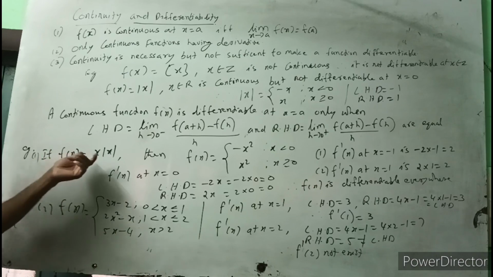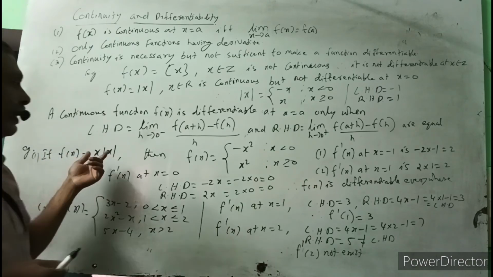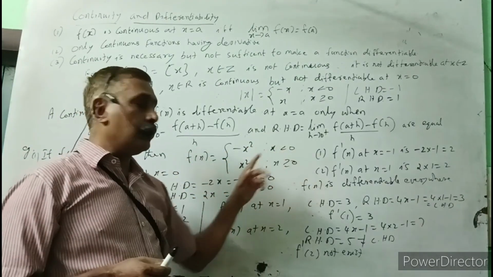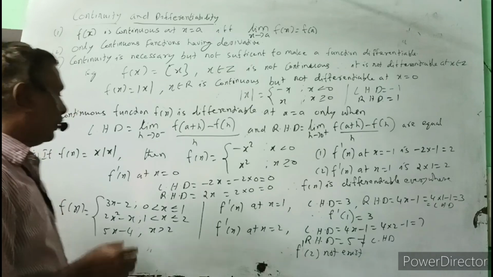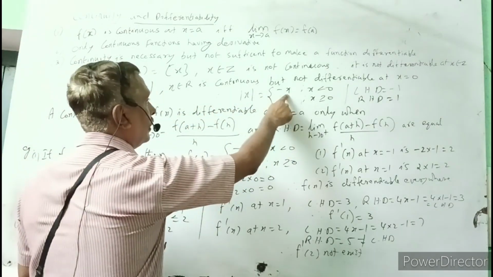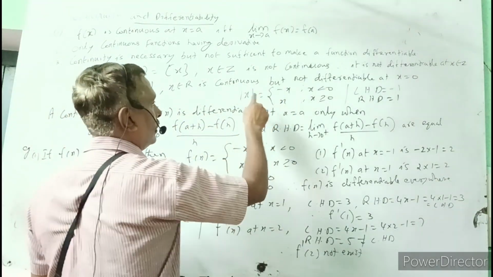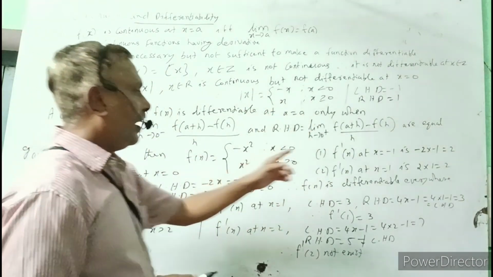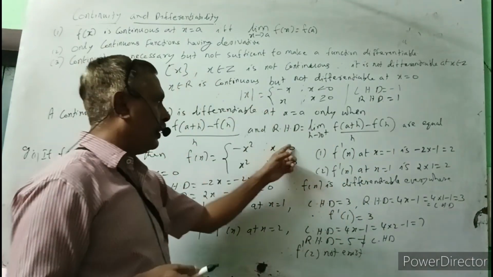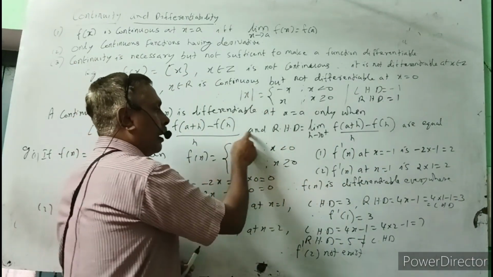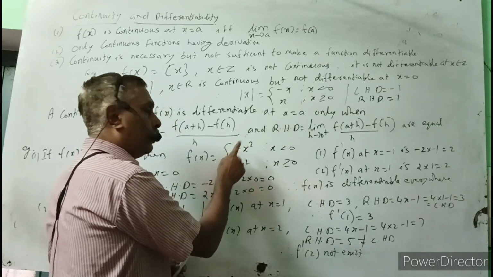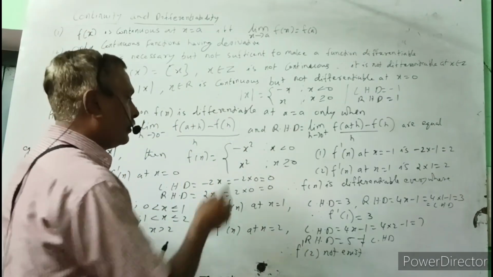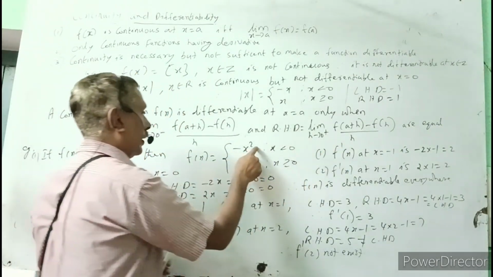Now one question: f of x is equal to x modulus x. I remove the modulus x by its definition. You will get x into minus x, that is minus x square when x is less than 0, and plus x square when x is greater than or equal to 0. So the modulus x definition is already written here. Now if I am finding f dash x at x equal to -1, -1 is not a repeating number here, it comes only in this place, so the neighborhood of -1 is in one piece. No need to check LHD and RHD, so directly differentiate and put x equal to -1.